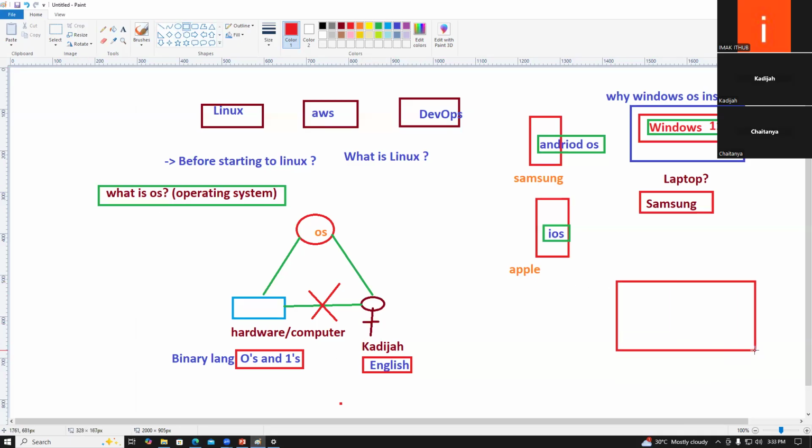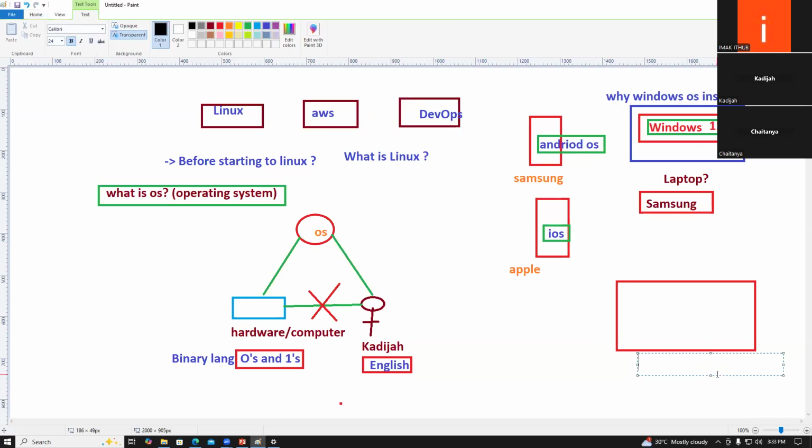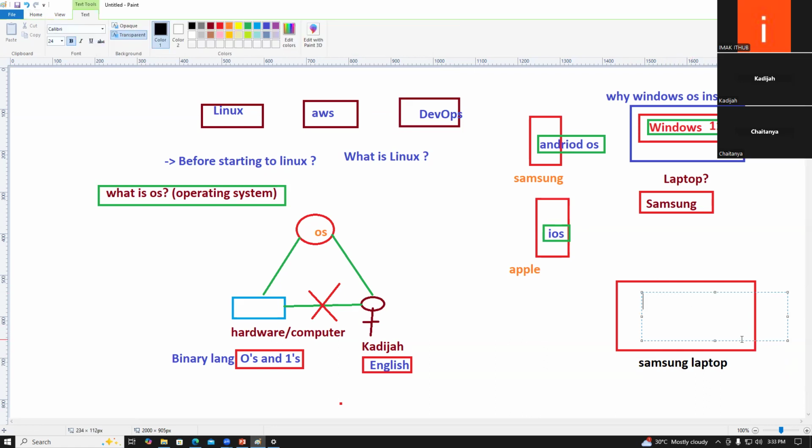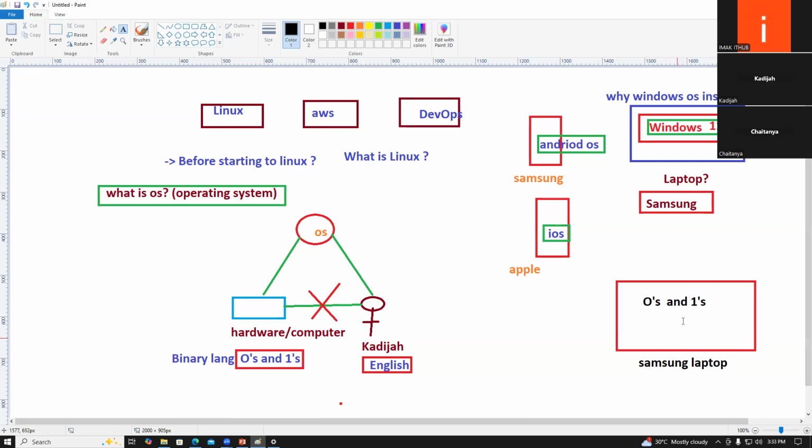So this is your Samsung laptop. Who built this hardware? Samsung company. So this laptop knows which language? Zeros and ones. So this hardware knows only zeros and ones.